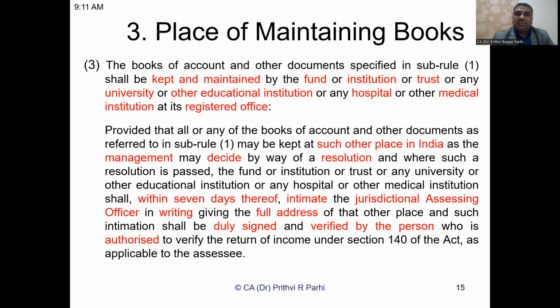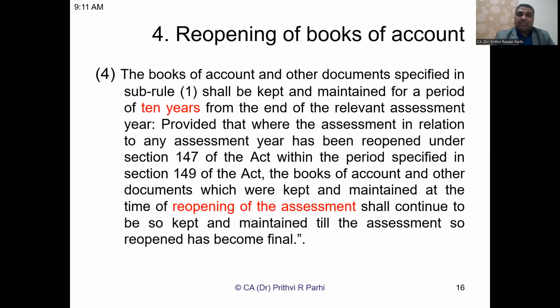So the position is that it is required to be kept at the registered office. If the entity is deciding to keep it elsewhere, then a decision should be there, supported by a resolution, and the assessing officer needs to be intimated about the address of the place where these records are kept. And these records have to be kept at least for 10 years. In case there is a process of reopening of the books of account by the assessing officer, they have to be kept till that process is closed or finalized. Till that time, books of account have to be kept, but minimum 10 years.